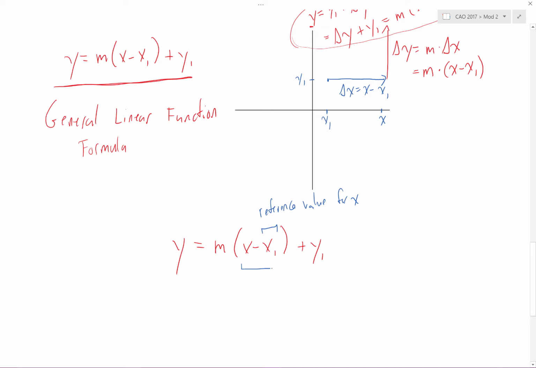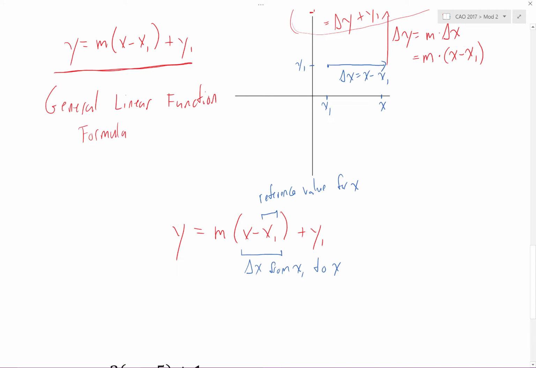Then x minus x1 represents the change in x, so the change in x from x1 to the current value of x. Then when we multiply that change in x by m, that tells us the change in y. So then if we take the change in y and we add that to the reference value of y, the whole expression represents the new value of y.